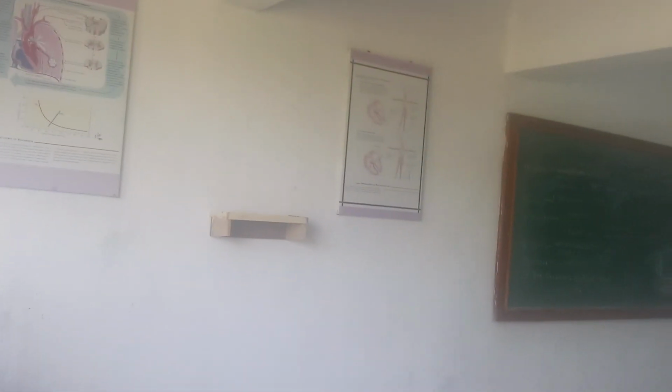So first we will start with the examination of the eyelid. What are the points we should examine for the eyelid? First is the rate of blinking, then the gap between the upper eyelid and the lower eyelid.